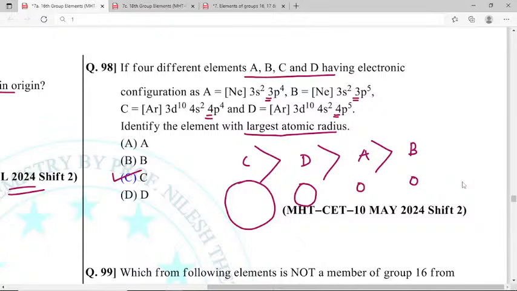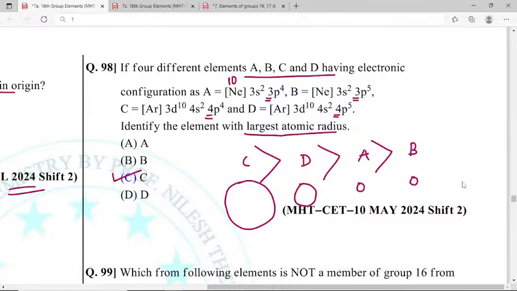And what is the element here? How to find out the element? Look, in this question how do we find the element? Neon, neon is 10, 10 plus 2 plus 6, how much? So what is the atom here? A, 10 plus 2 plus 14, how much?